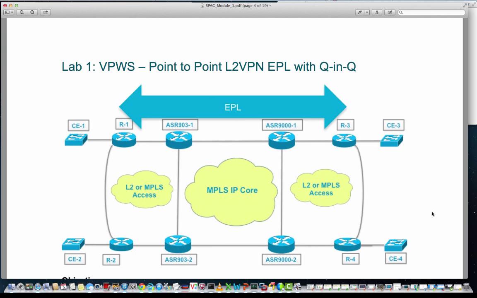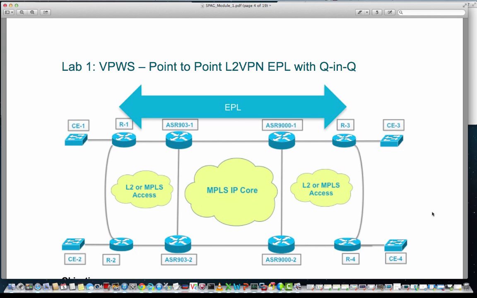Looking at the configurations, on R1 and R3, you will be configuring EVC along with a bridge domain to switch the traffic from the customer network to the service provider edge nodes 903 and 9000, and vice versa. Between ASR 903 and ASR 9000, you will be configuring a point-to-point pseudowire. So the layer 2 configurations along with the point-to-point pseudowire configurations between 903 and 9000 form the complete end-to-end service, or an EPL service, between CE1 and CE3.